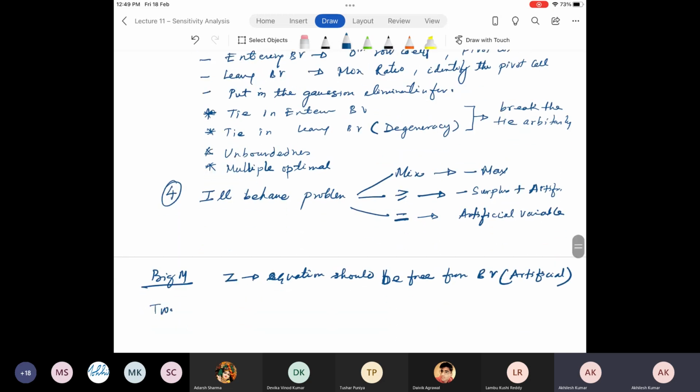As far as two phase is concerned, first phase, minimize sum of the artificial variable.